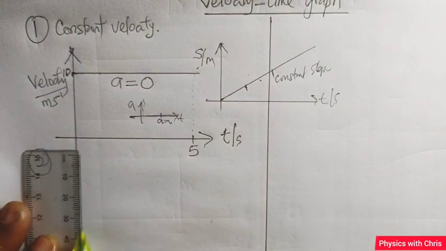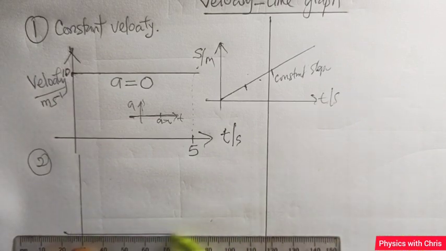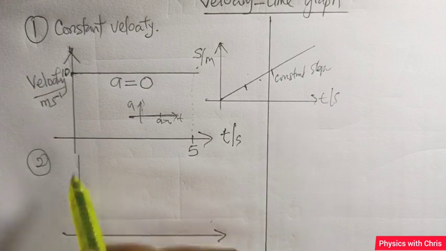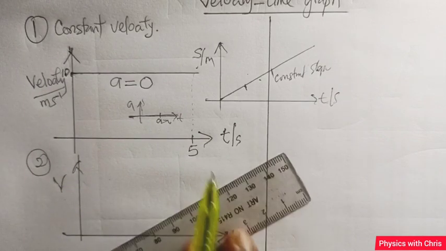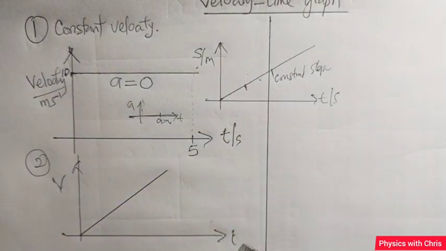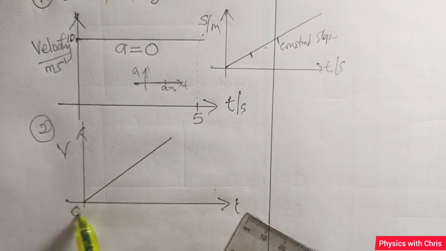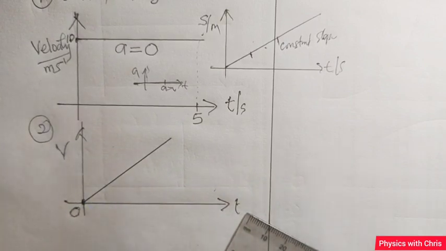The velocity increases at a steady rate. How do you express that graph? This is velocity, this is time, such that I have this kind of graph. So how will I describe the motion of this body? This body starts from rest because the graph starts from the origin, point O. So the body begins its motion from rest, meaning that its initial velocity is zero.